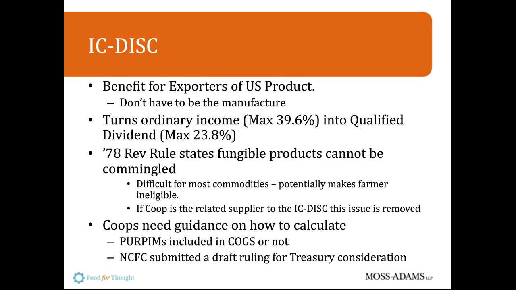IC-DISC is Interest Charge Domestic International Sales Corporation. It's basically, again, another function of Congress to incentivize U.S. exports. What it does is allow companies that are in the exporting chain, whether you are the direct exporter or even the supplier or a wholesaler to an exporter, you could qualify as well. But if your product is exported, you can calculate a commission to a related corporation, which is set up as an IC-DISC.